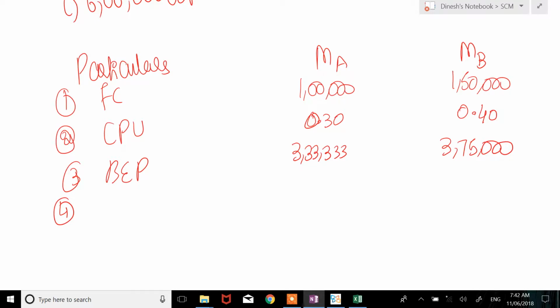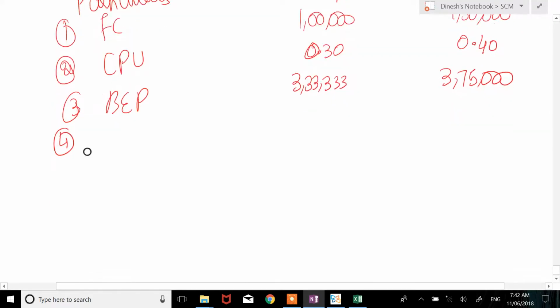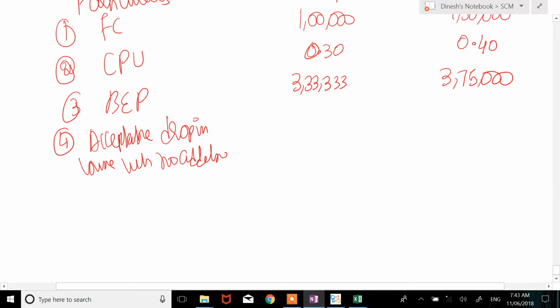Three lakh 33,333 and 3,75,000. Next is acceptable drop in volume with no additional profit.